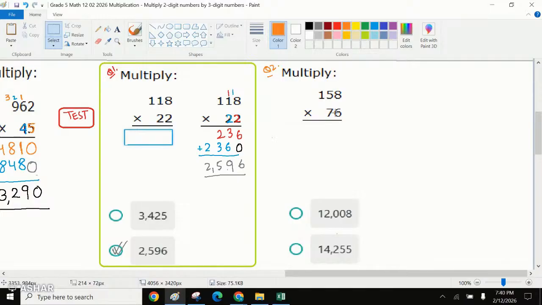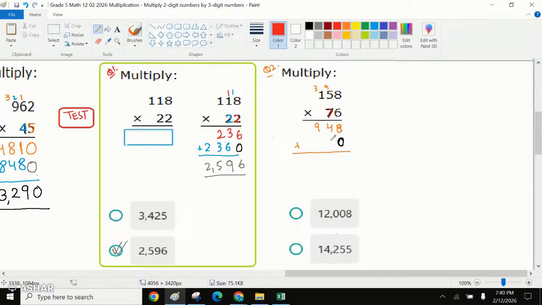We know that 6 multiplied by 8 is 48. We carry the 4. 6 times 5 is 30. 34. 6 times 1 is 6. Plus 3 is 9. We put the 0 with the tens.